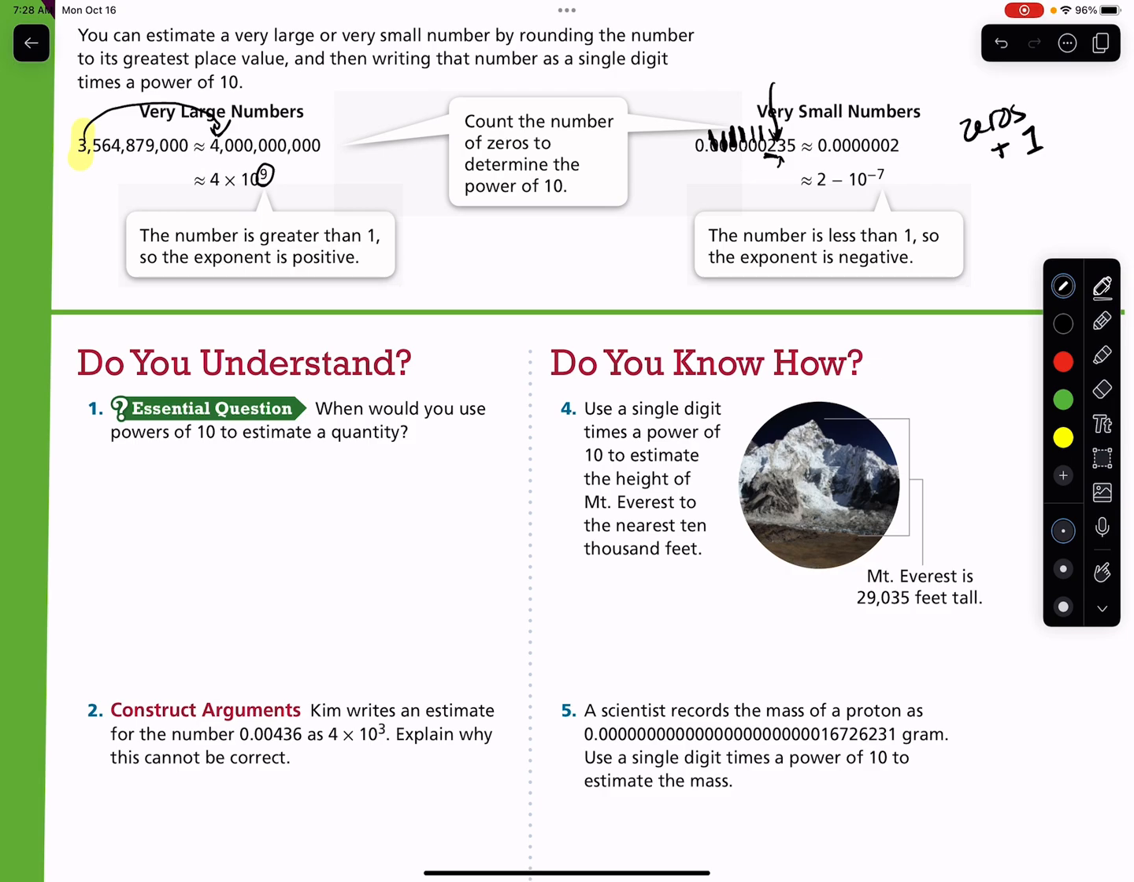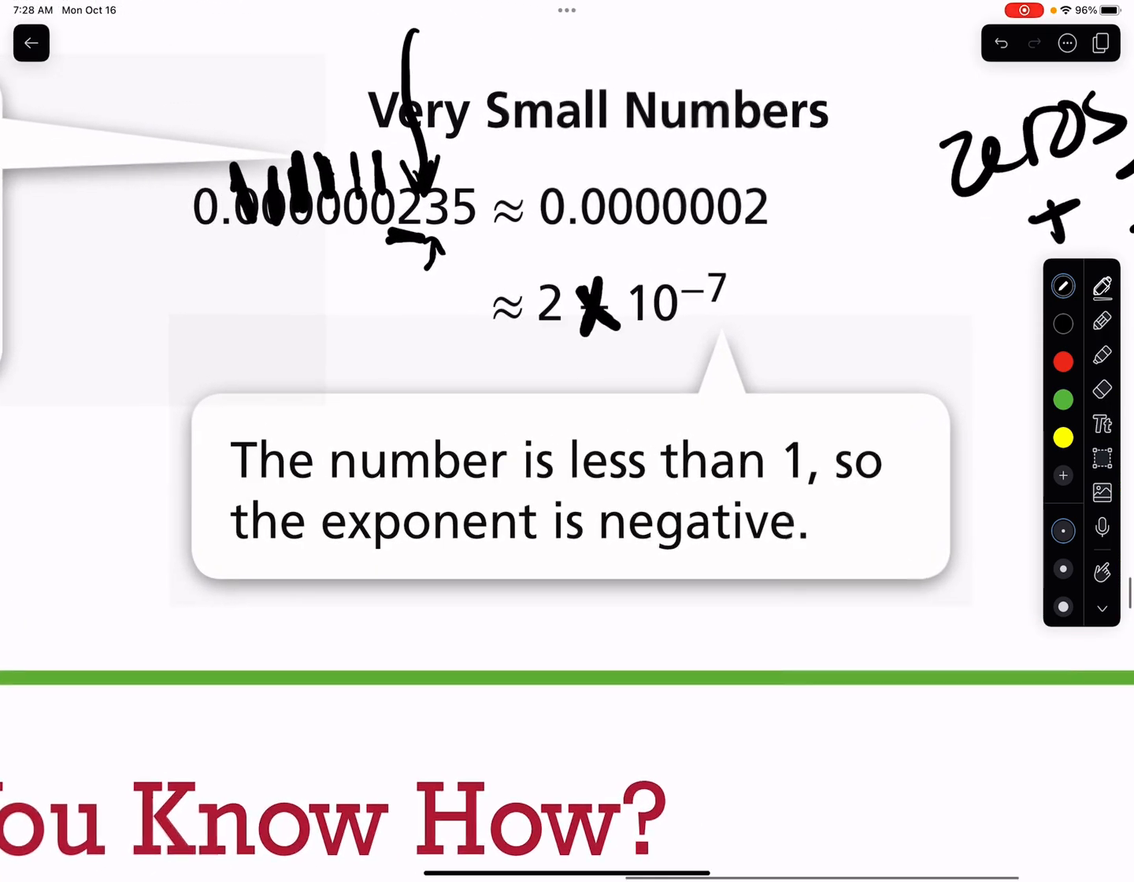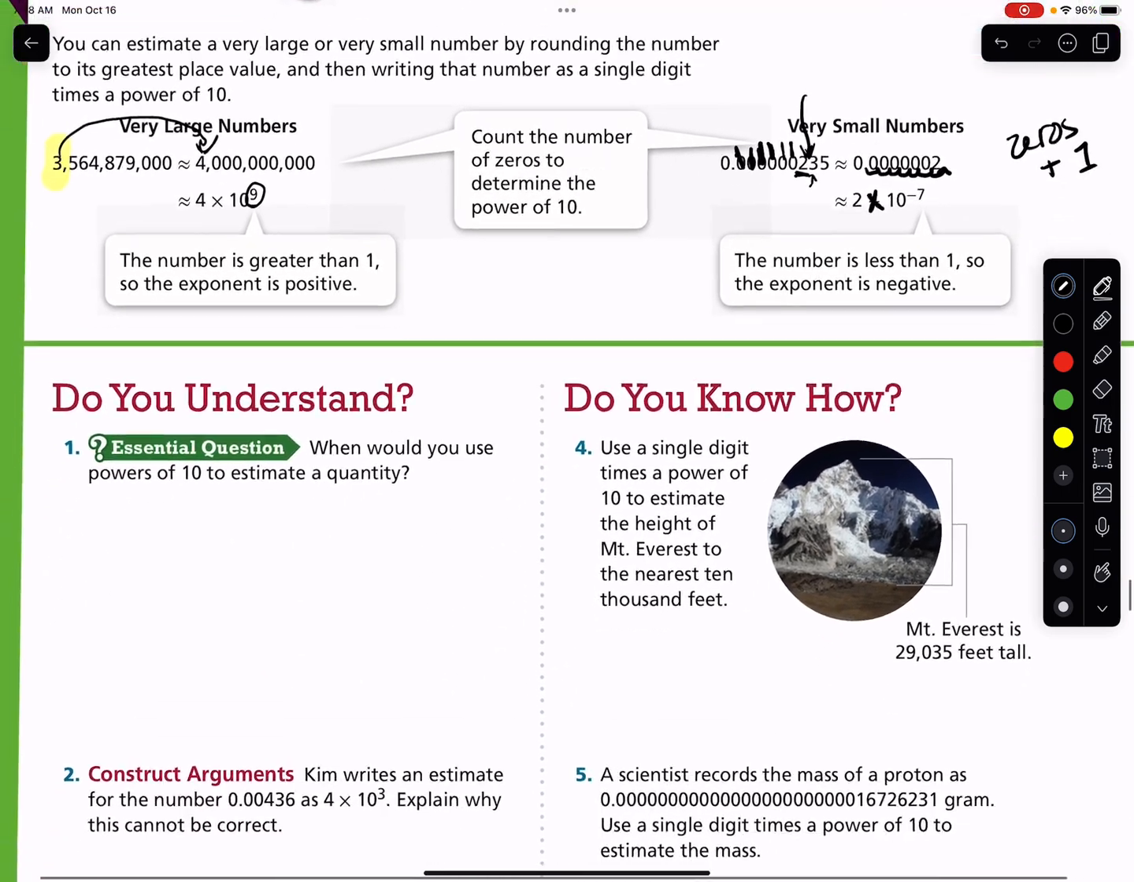Do you see that right there? And it looks like they have it written wrong. It should be 2 times 10 to the negative 7th. So you'll see that, and I'm going to zoom so that I can write better. You'll see that we have to go 1 space, 2, 3, 4, 5, 6, 7 in order for it to be a whole number. So that is why you need to add that extra and make it negative.